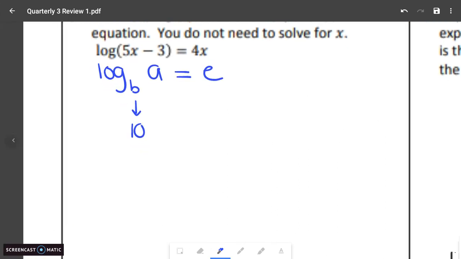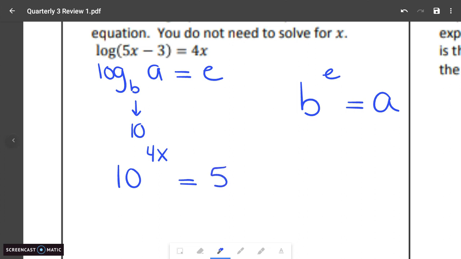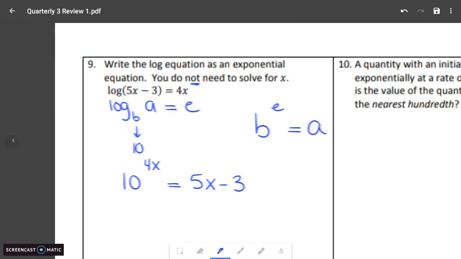So if I'm going to convert log into exponential, we want to put it back to a base to an exponent equals the answer. So the base would be 10. The exponent would be 4 to the x, and it's equal to the answer of 5x minus 3. And we're going to stop right there. It did not tell me to solve. So that would just be our exponential equation.